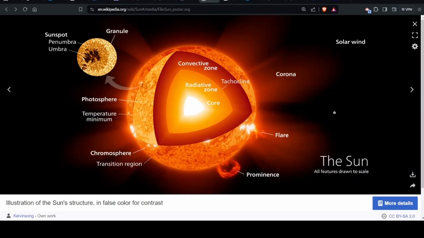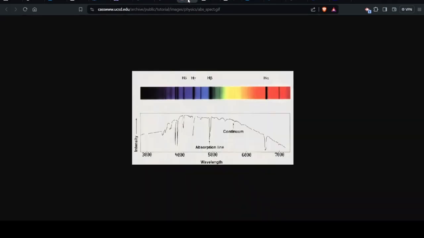So we measure the composition, as I said, by studying the spectrum and those absorption lines. How do we know that there's hydrogen? How do we know there's oxygen and carbon? That all comes from the spectrum here. So this is the sun's spectrum. The color band is the visual part of the spectrum, and the black line beneath it is just a graph of intensity versus wavelength. You have wavelength on the x-axis from 3,000 to 7,000 angstroms, I believe, and intensity increases up the y-axis.